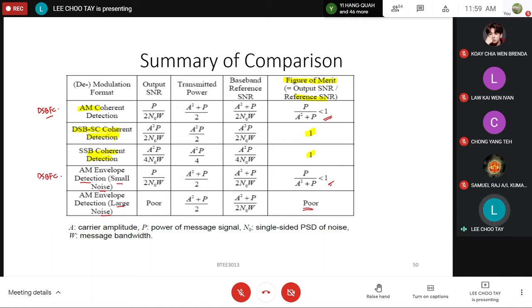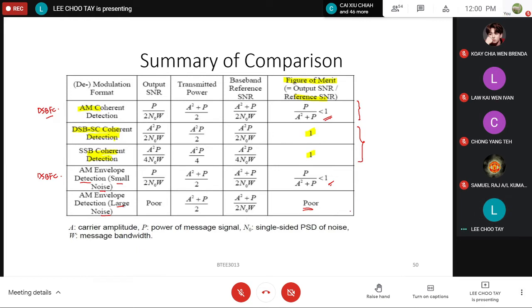From this table, we can see that, theoretically speaking, for double sideband suppressed carrier and single sideband suppressed carrier, if you use coherent detection at the receiver, both of them are going to give you the best signal to noise ratio performance. But the only problem is you must make sure that the receiver uses a local carrier that is in sync with the carrier at the transmitter. That is the condition, which is quite hard to fulfill. But for double sideband full carrier, the performance is not as good as coherent detection for suppressed carrier.